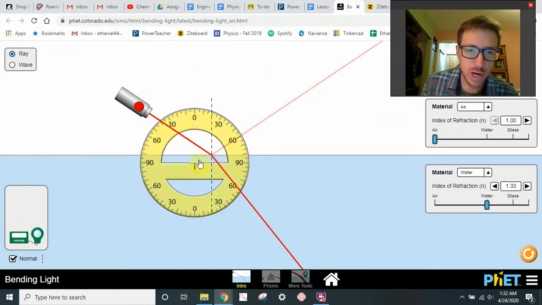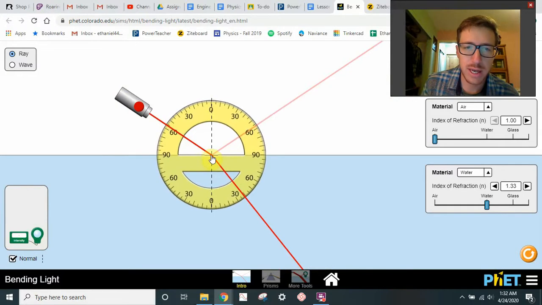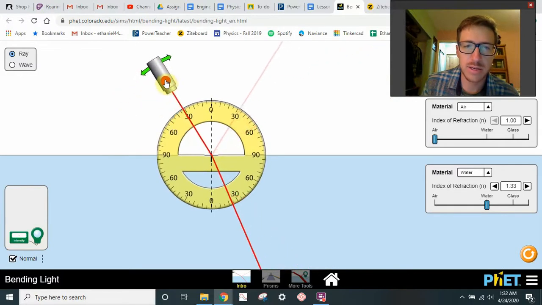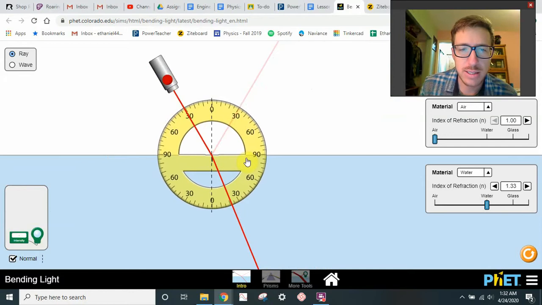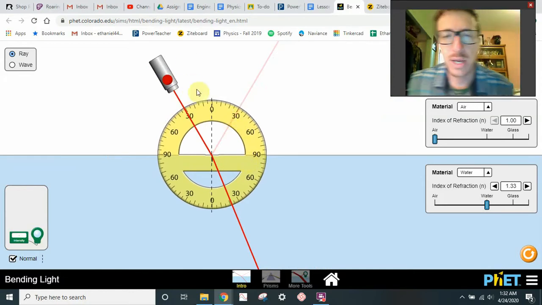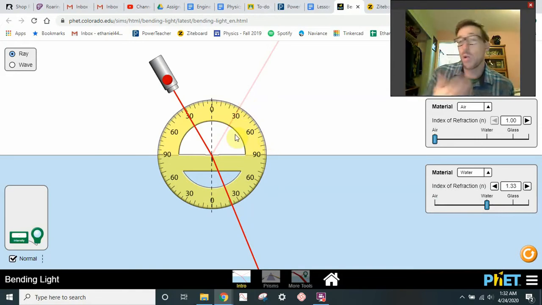And if we pull out our protractor and put that right there, we'll see that if it's coming in at 30 degrees, it does follow the law of reflection, and it's leaving at 30 degrees as well. So in at 30, out at 30, follows the law of reflection. And this is why, for example, you can see a little bit of a reflection of yourself in water.